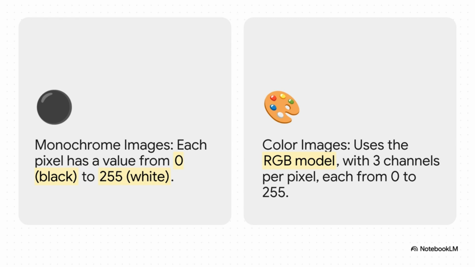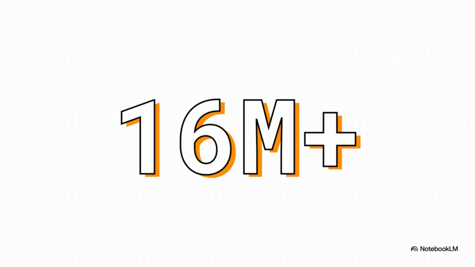The system uses what's called the RGB model. So instead of one value, each pixel gets 3. One for red, one for green, and one for blue. And this is where the magic really happens, because each of those 3 color channels, red, green, and blue, has 256 possible values. The total number of combinations is just staggering. We're talking over 16 million possible colors for every single pixel in an image. That's the secret code behind the rich, vibrant digital world we see every single day.